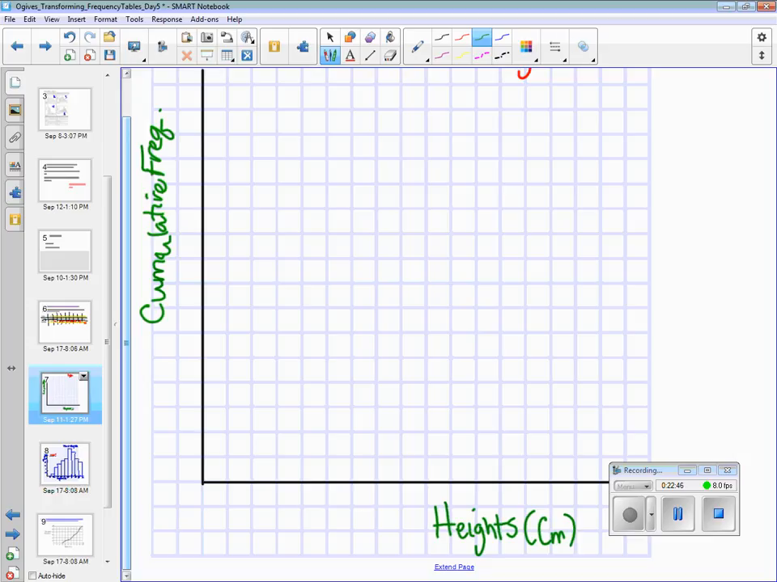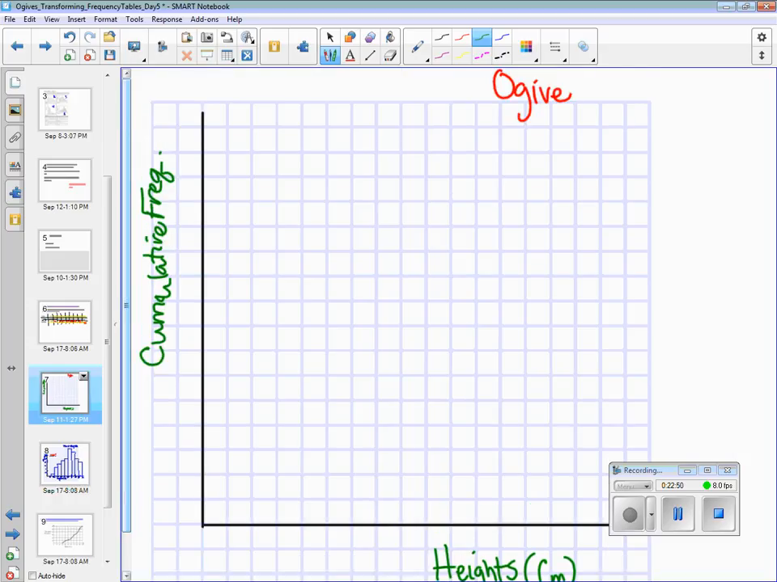Before I start graphing anything, I'm going to title it. I'm going to say an ogive of plant heights. Yes, love? An ogive is a cumulative frequency plot. It's another name for it. Same thing. It's the first time you've ever seen it, so we're going to graph it together. You're not sure what it is. We're graphing it now, though, and I'll show you what we do.